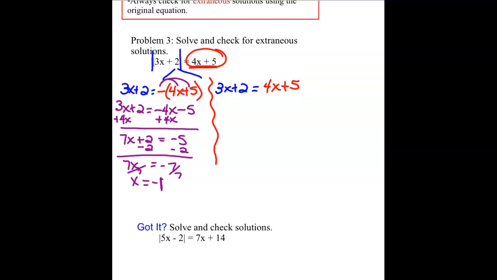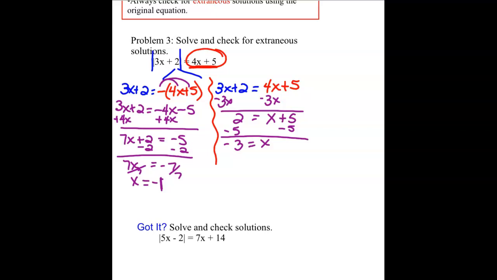On the other side, getting our x's together, I'm going to subtract the 3x over here, which leaves me 1x, and then subtract the 5 back to the other side. So x could be negative 3 or x could be negative 1.